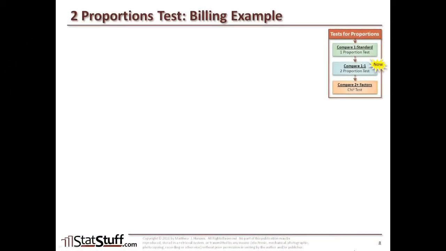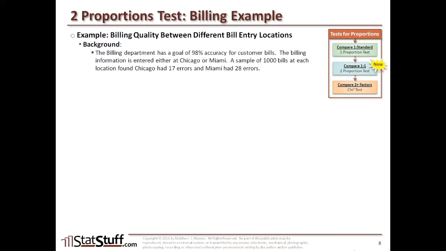Now we'll walk through another example using this test when measuring billing quality. In this example, we're going to be looking at the billing quality between two different billing locations. For the background, we'll say that there's a billing department that has a goal of reaching 98% accuracy for its customers' bills. The billing information is entered either at Chicago or Miami. We had a sample of about 1,000 bills from each of those locations, and there were 17 errors found for Chicago and 28 errors found for Miami.